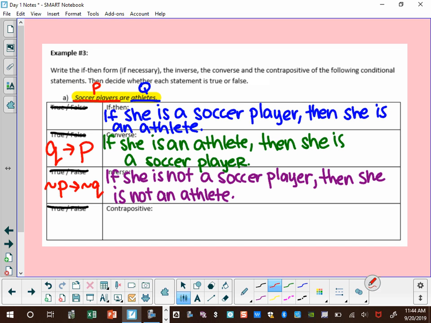You all know my contrapositive symbols are: if not Q, then not P. Guys, this question is very similar to your test. You will see it again. It's important that you know what your symbols are and that you write them correctly.